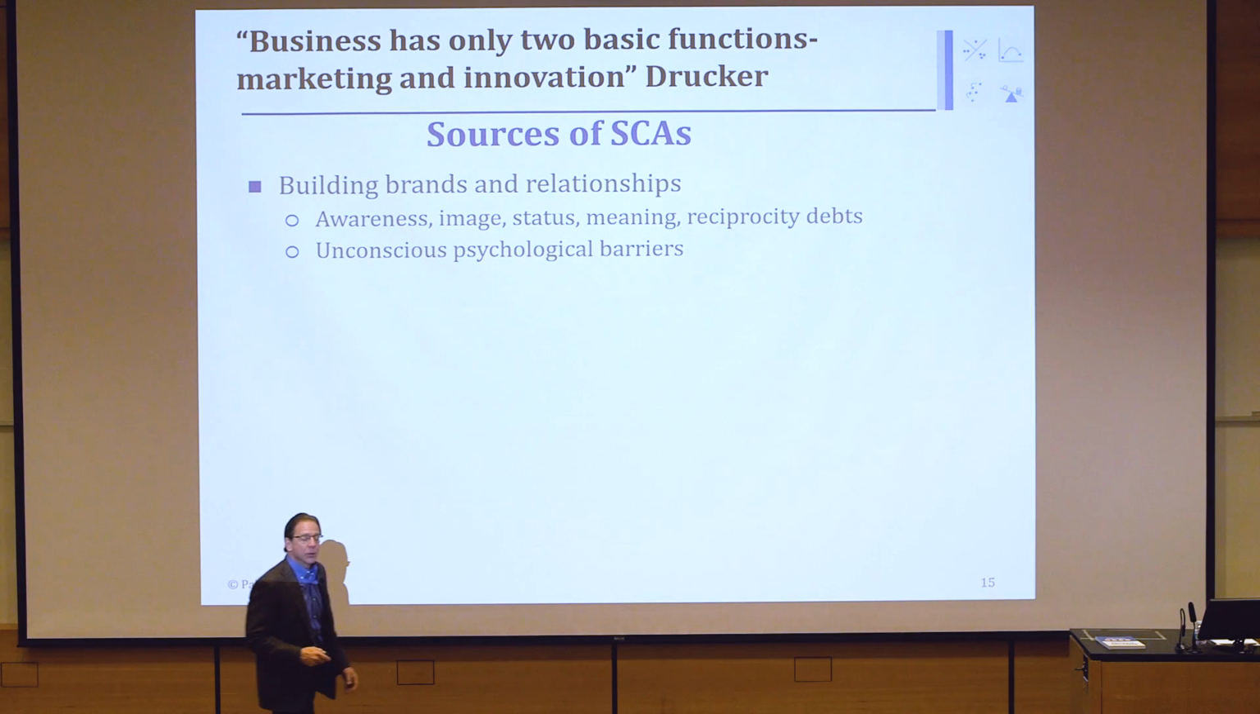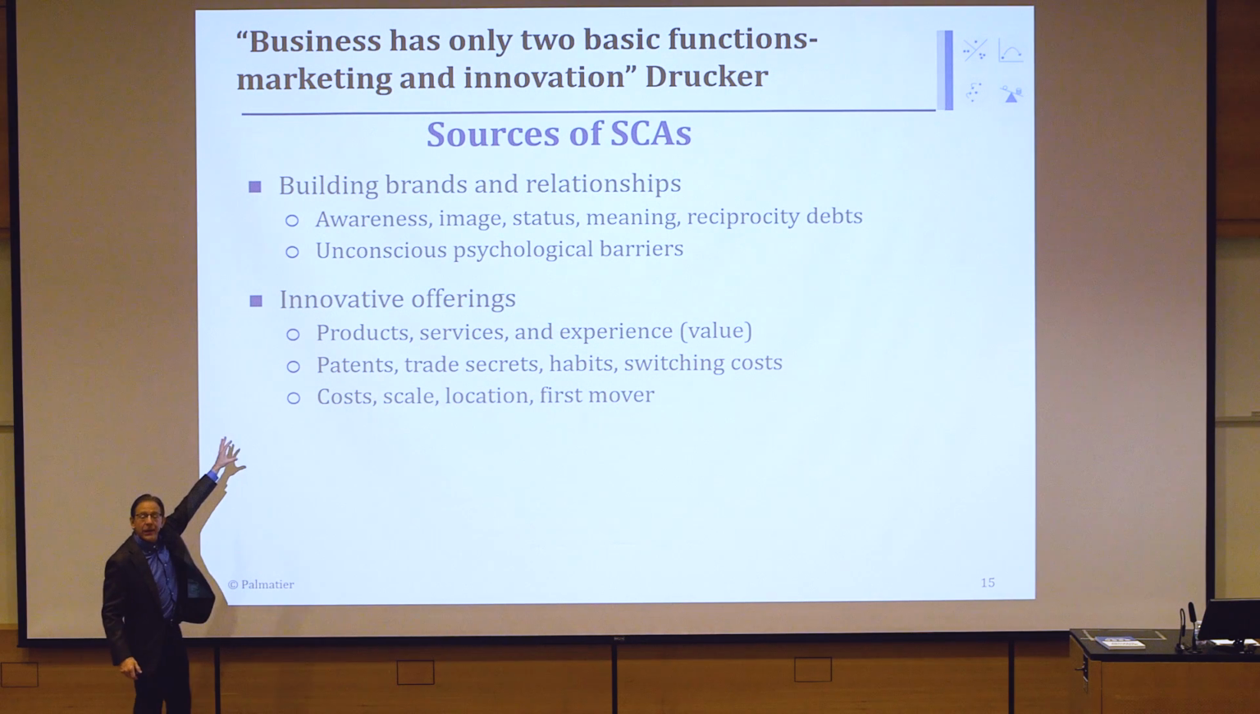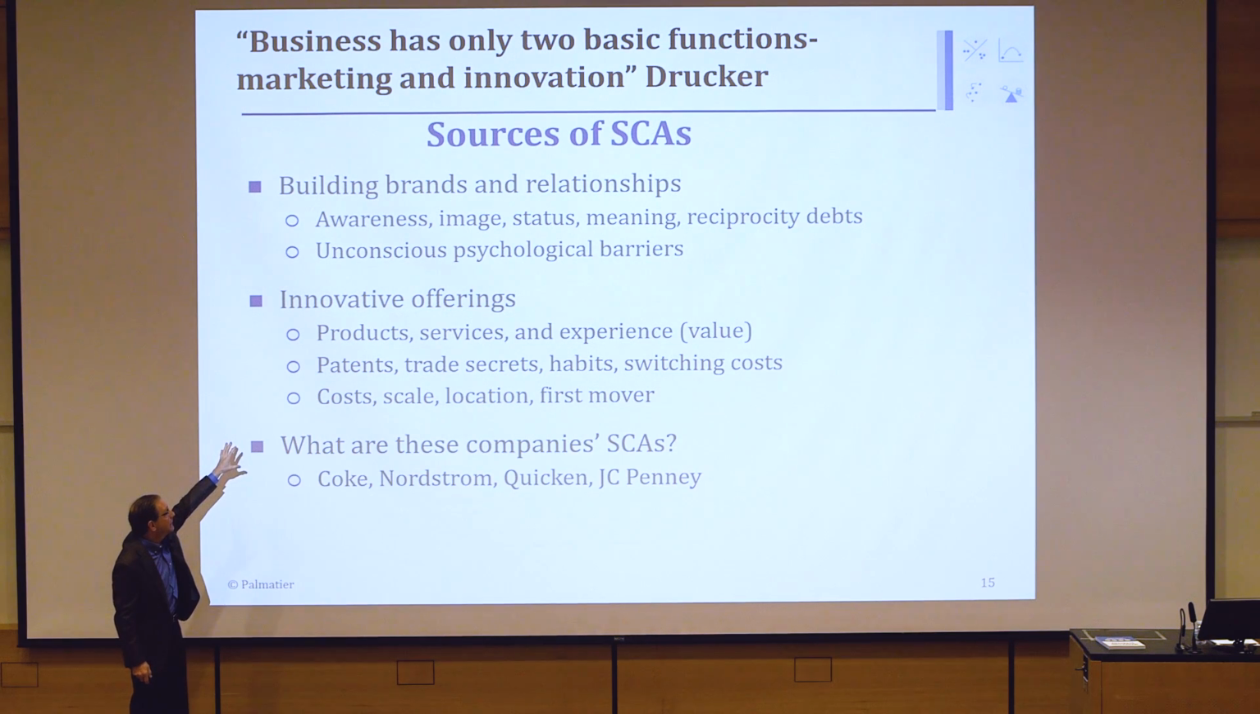We'll talk about how relationships can be a big barrier. You can also offer innovative offerings, new products and services. Sometimes you can patent those, like in pharmaceuticals. In other cases, you might have trade secrets. Low cost, location, you can be the first. There's lots of ways you can build barriers in innovation.